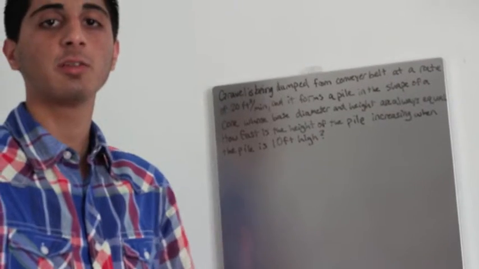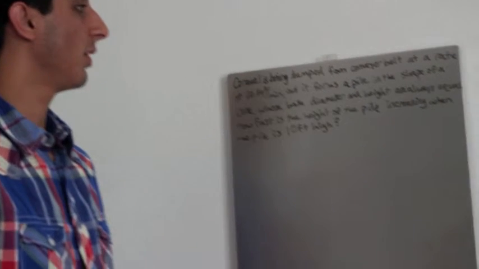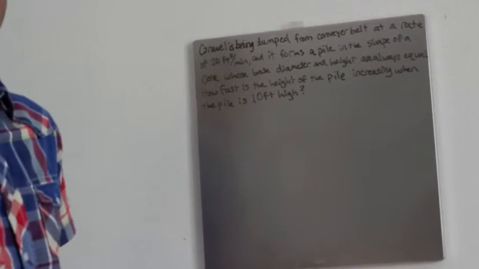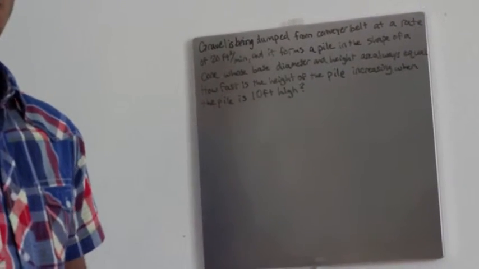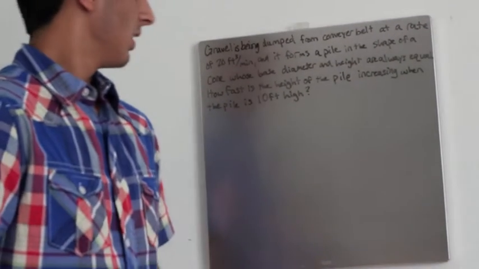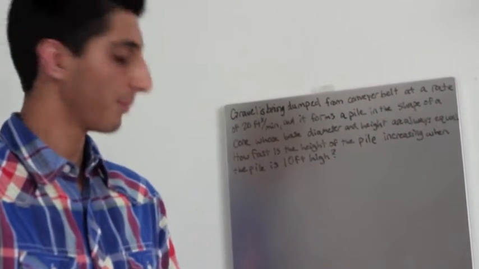Okay, so this next related rates problem we're doing, it's a bit tougher than the last one. And so the question is, gravel is being dumped from a conveyor belt at a rate of 20 feet cubed per minute, and it forms a pile in the shape of a cone whose base diameter and height are always equal. How fast is the height of the pile increasing when the pile is 10 feet high?